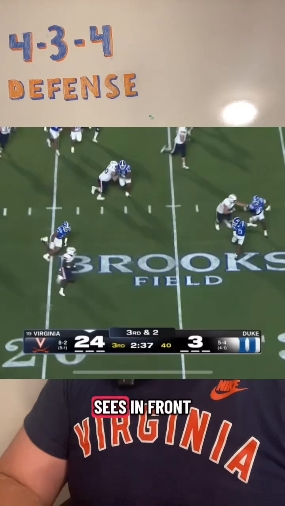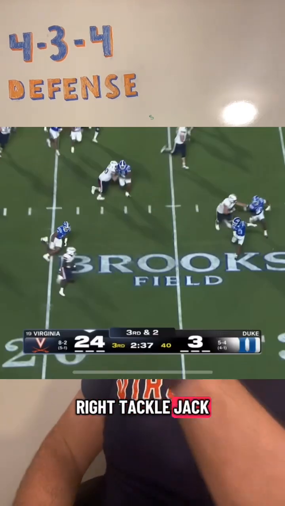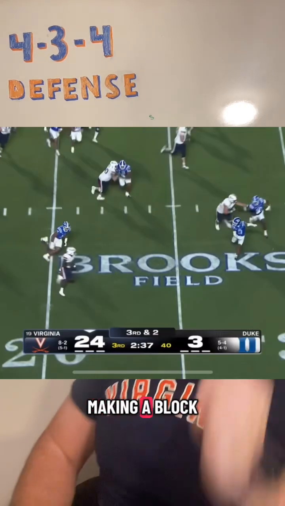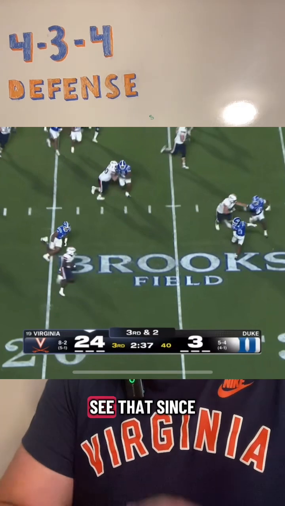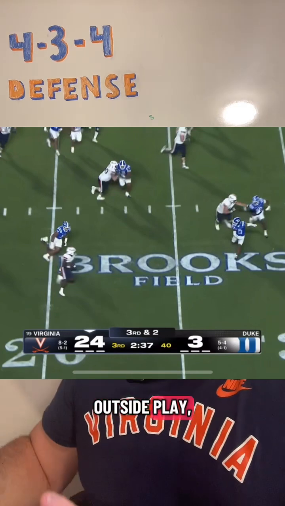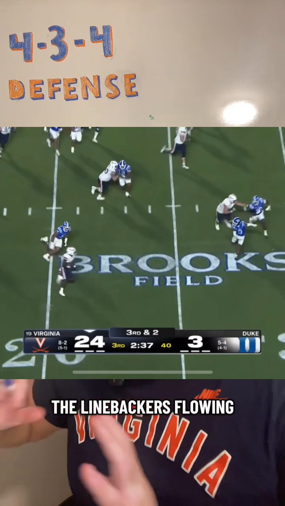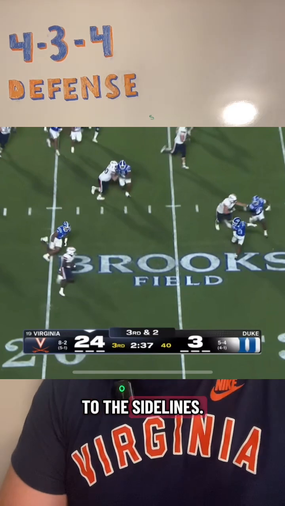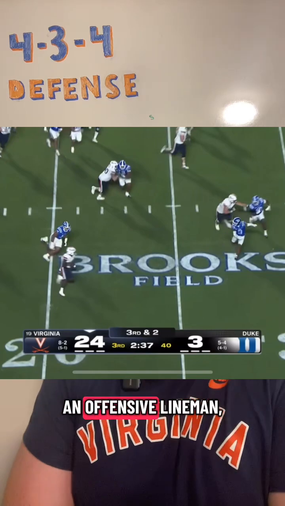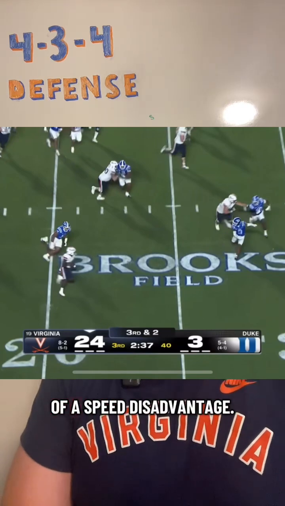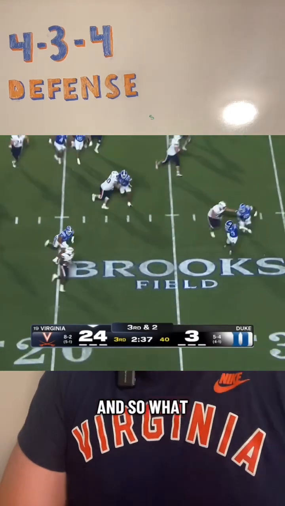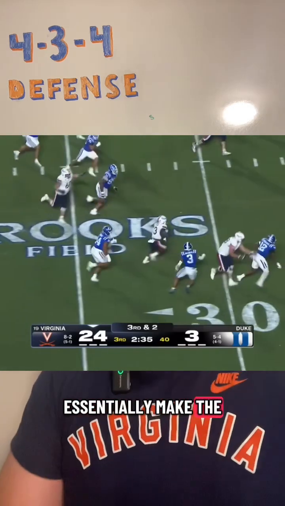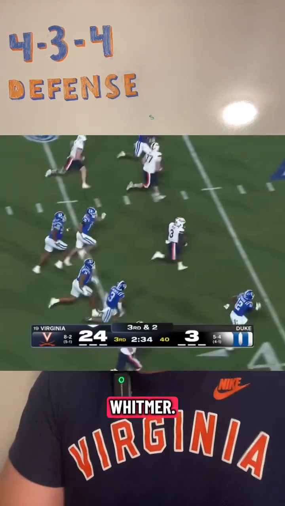And Jamari Taylor sees in front of him right tackle Jack Whitmer up here making a block on the linebacker. And you can see that since this is an outside play, the linebacker's flowing outside to kind of seal the edge and keep Jamari Taylor from getting to the sidelines, and he sees Whitmer, an offensive lineman, on a linebacker at a bit of a speed disadvantage. And so what he does is essentially make the block right by cutting behind Whitmer.